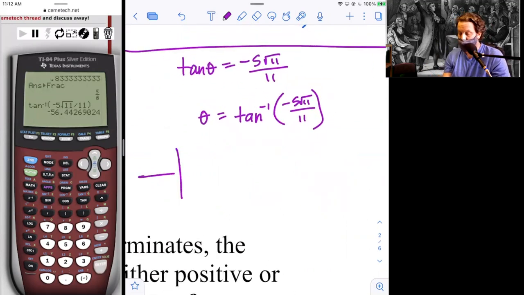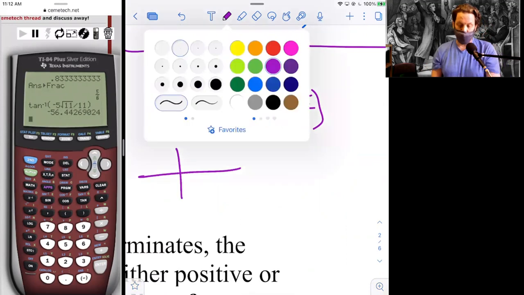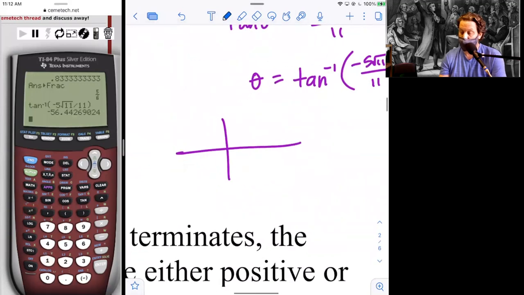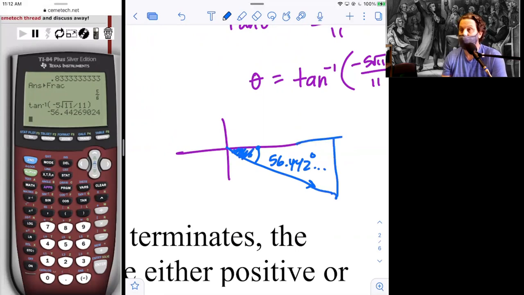Let's draw that. According to the calculator, what quadrant does its angle live in? Quadrant 4, good. I go down because it's negative 56.442 degrees. Well, what would be the reference angle then of the calculator's reference triangle? Wouldn't the reference angle be positive 56? Yeah. Okay. So in this case, the calculator gives you a negative angle. The absolute value of that answer is the positive acute angle.